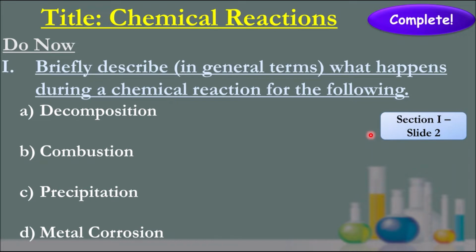Today we're going to be looking at Module 3, Reactive Chemistry, Inquiry Question 1, Chemical Reactions. Before we start, we need to go through what different types of chemical reactions are as a part of our revision. So we have decomposition, combustion, precipitation, and metal corrosion. So let's try and break these parts down and give a general description of what these reactions are.